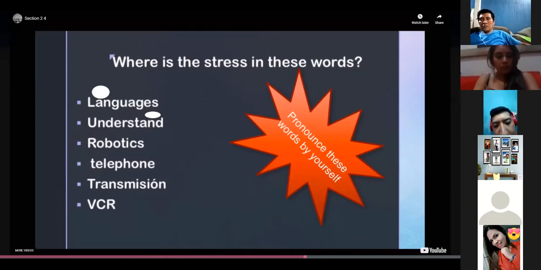Robotics. So where's the stress? Tics, robotics. In tics? Yeah. Robotics. Listen to yourself. Repeat, robotics. So he said robotics. Okay, very good. Siempre escúchense ustedes mismos. Eso es crítico, muy importante. Very good. Okay, German.